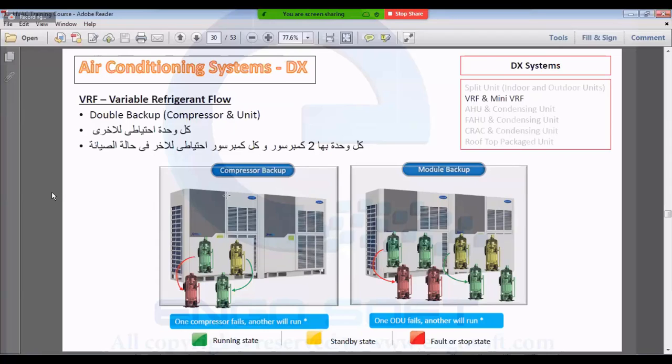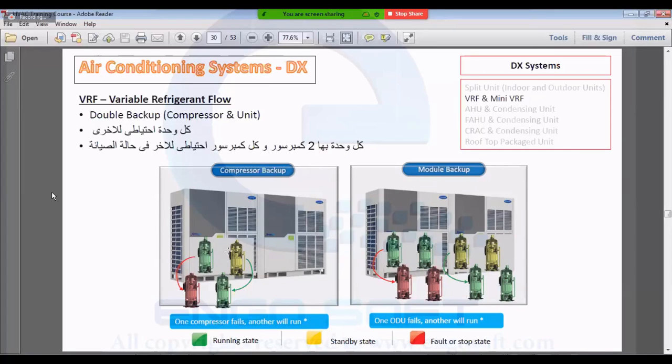In this case, we are talking about the outdoor unit of the VRF system. As you can see, every unit has 2 compressors. One is running, shown in green color, and one is in standby state. Standby is the state where it is not operating, but it can operate immediately to compensate for a fault in the other compressor.